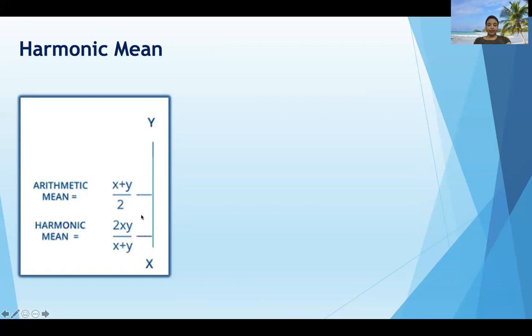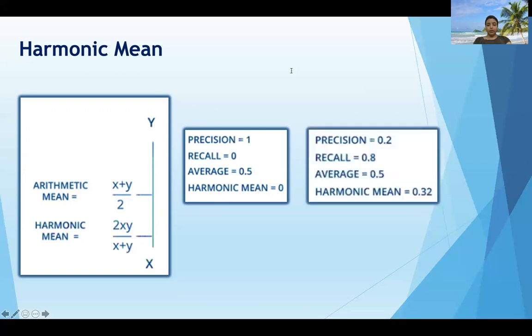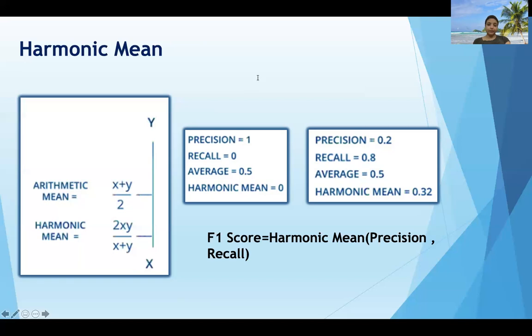Let's take an example. Here precision is equal to 1 and recall is equal to 0. The average is 0.5, but when we put these two values into the harmonic mean function, the harmonic mean is equal to 0. Now take another example where precision equals 0.2 and recall equals 0.8. The average is 0.5 and the harmonic mean is 0.32. That means the harmonic mean is closer to the smaller one. So we will be using the harmonic mean, which is also known as the F1 score, and it is close to the smaller one.